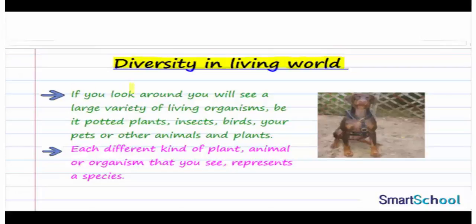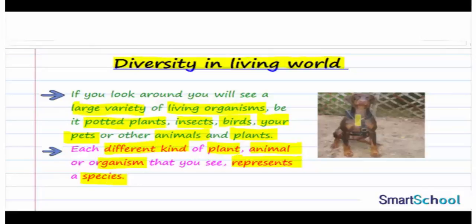If you look around, you will see a large variety of living organisms, be it potted plants, insects, birds, your pets, and other animals and plants. In your general observation, you must have noticed this large variety of living organisms. Each different kind of plant, animal, or organism that you see represents a species.